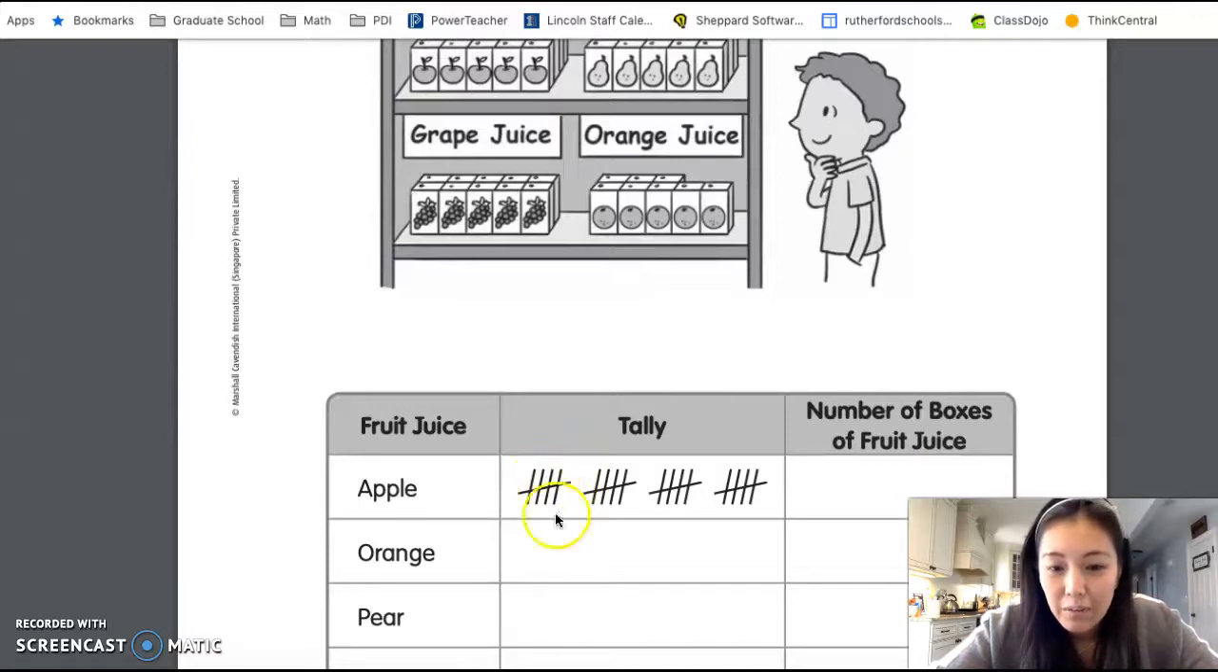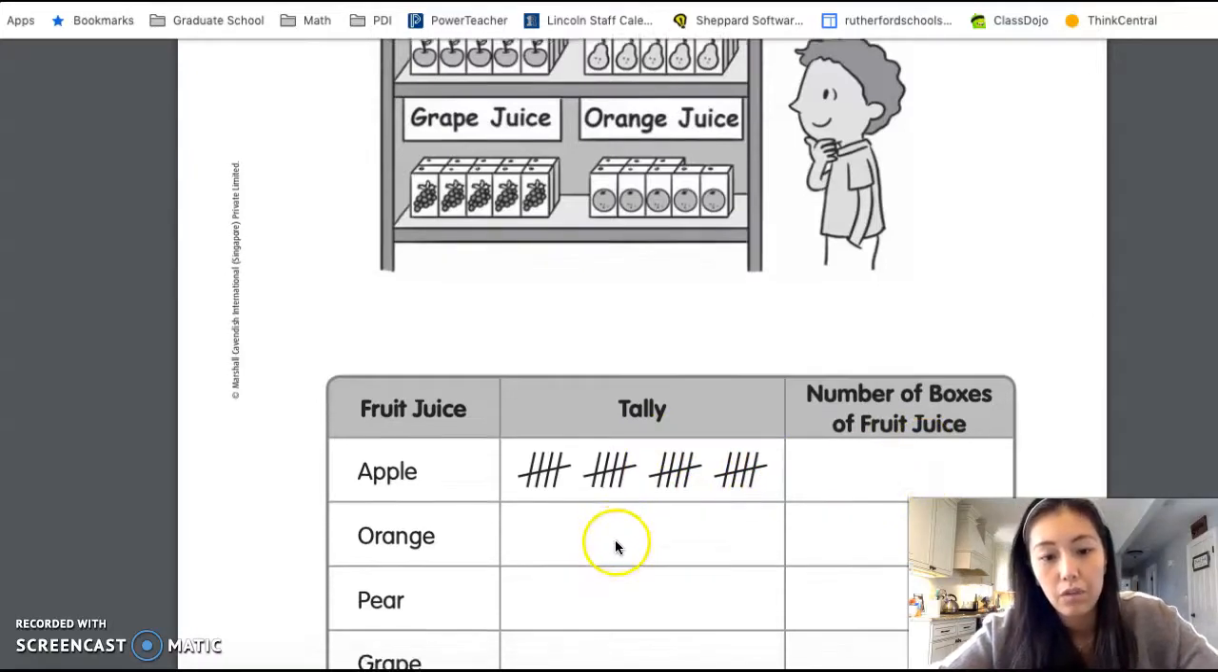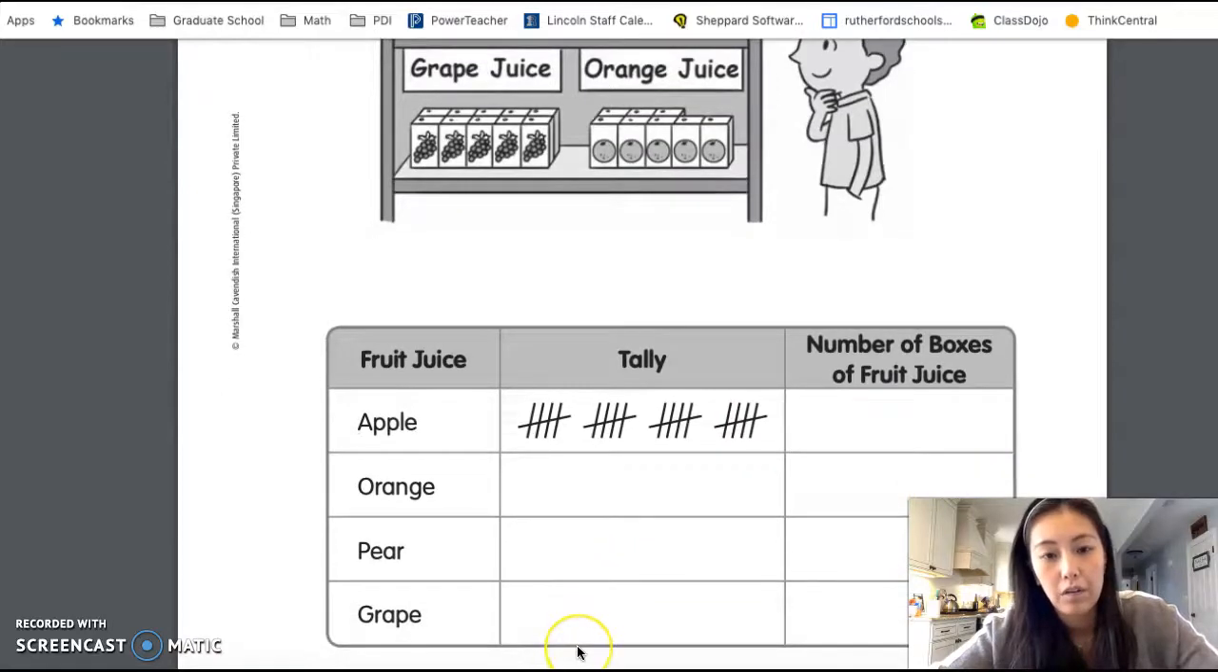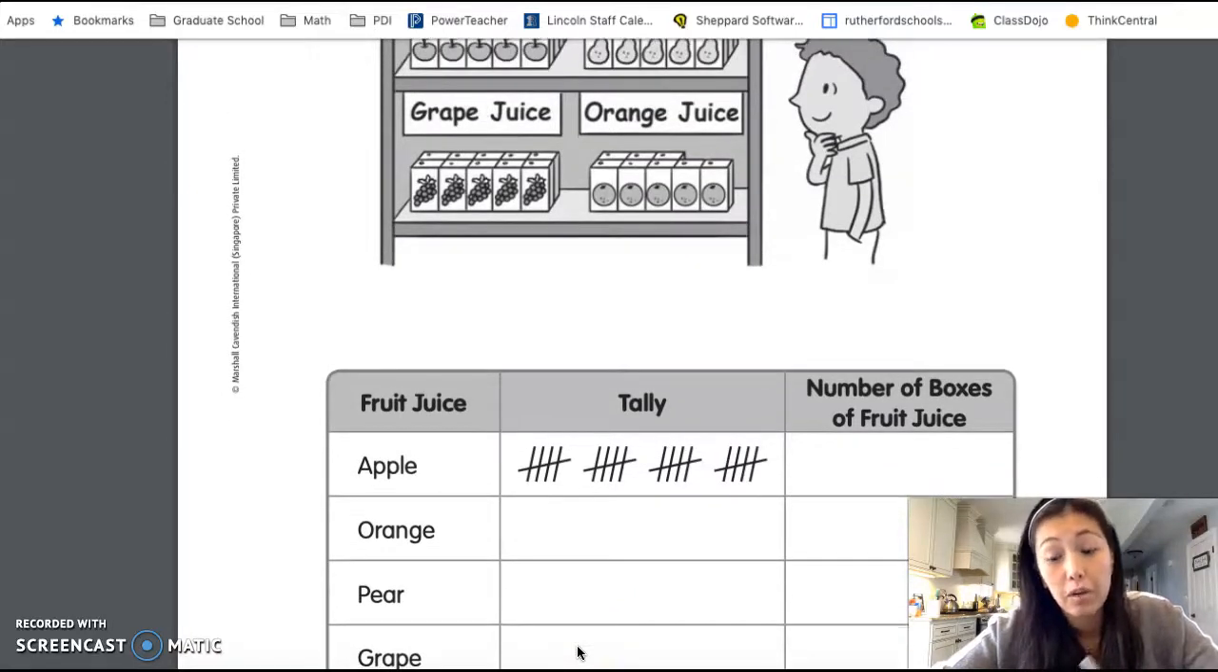And you can see here we have our groups. What I would do is make sure I circle it and say that's a group of 5, 10, 15, 20. And then I'm going to write 20 as my number of fruit juices. You need to do the same for oranges, pears, and grapes. It's very, very important that you do not rush your counting and you make sure you take your time.